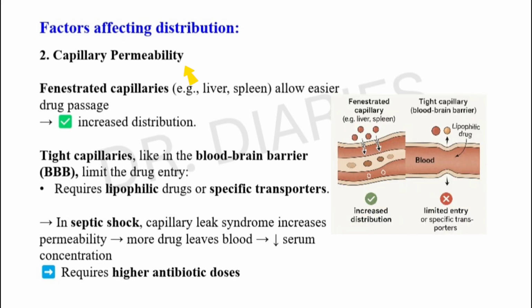2. Capillary permeability, the leakiness or tightness of capillaries that affects the drug movement out of blood vessels. Capillaries in some tissues, like liver, spleen, are more porous, allowing drugs to pass through more easily. Tight junctions, like in the brain's blood-brain barrier, restrict access to drugs unless they are lipophilic or have transporters. In inflammation or sepsis, capillary leak increases, leading to drug leakage from blood and lower serum concentration.